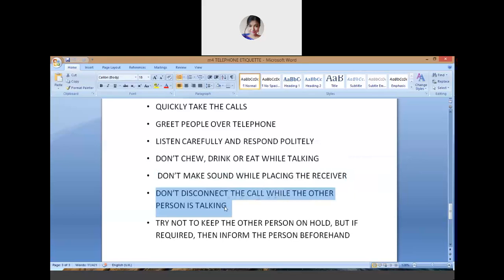Okay. Next is don't disconnect the call while the other person is talking. This is a bad manner. You must listen and then you must disconnect. Once the other person is done, then you can disconnect. But while the other person is saying something, do not disconnect the call.